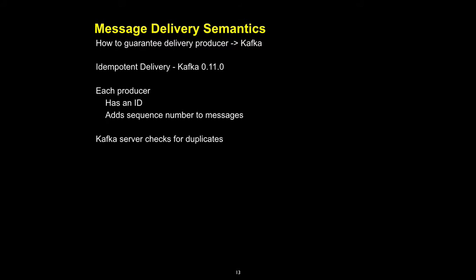But in Kafka 0.11, they introduced idempotent delivery, and that is, each producer has a unique ID, and when it sends a message, it sends a sequence number. So from 0.11 onward, if the producer resends the same message with the same sequence number, the Kafka server notices that and does not duplicate it. If the producer crashes, comes back up again, and resends a message it has sent before with the same sequence number, Kafka takes care of that and does not duplicate it.